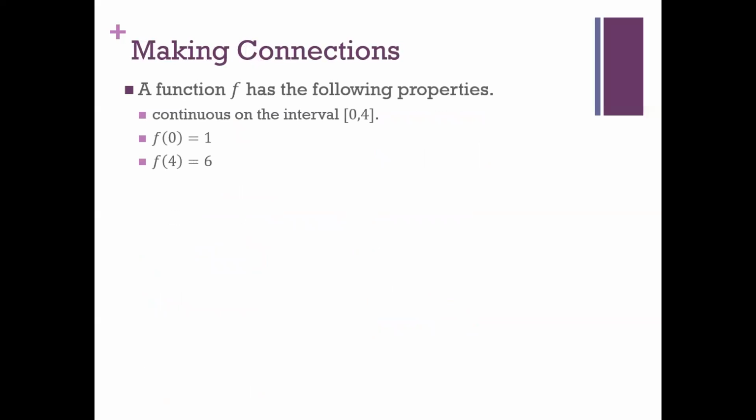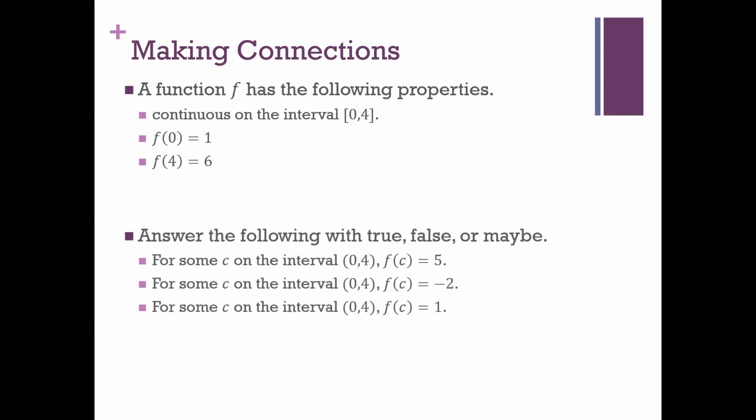All right. So for the next theorem, I want to get us thinking about it. Suppose I have a function that is continuous on the interval from 0 to 4, including 0 and 4. f of 0 is equal to 1, f of 4 is equal to 6. Answer the following with true, false, or maybe. Is there some x value on that interval where the function is equal to 5? I heard mostly trues. Is there some c on the interval where f of c is equal to -2? Got some no's, got some maybes. Sounds like the maybe is narrowly ahead. And for some c on the interval, f of c is equal to 1? I got a true and a maybe.